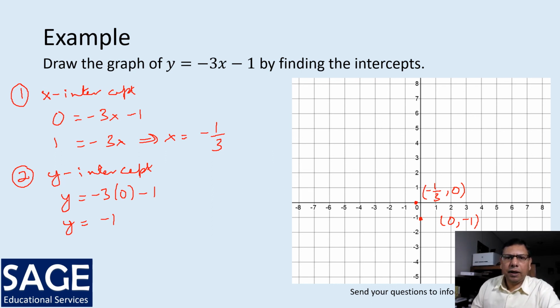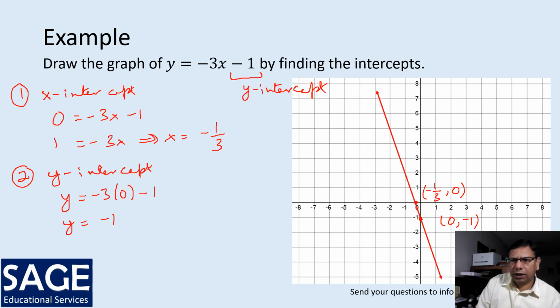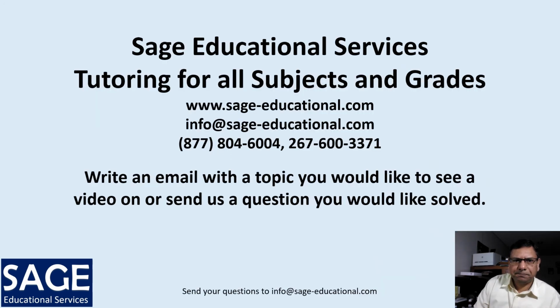Before we move on, again, this equation is in the slope-intercept form. So this negative 1 is actually the y-intercept. If the equation is in the form y is equal to mx plus b, you can read the y-intercept directly. So let's just draw the line, and there's my line. So this is how you draw a line using intercepts.